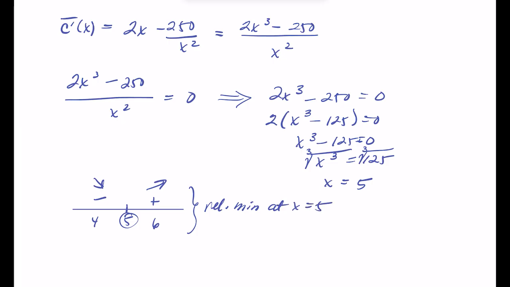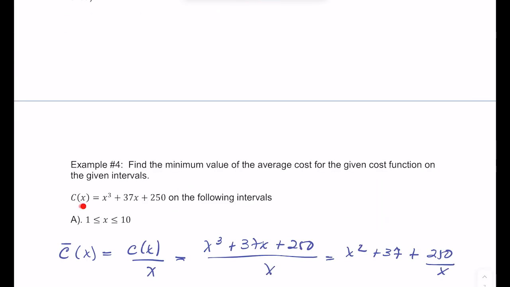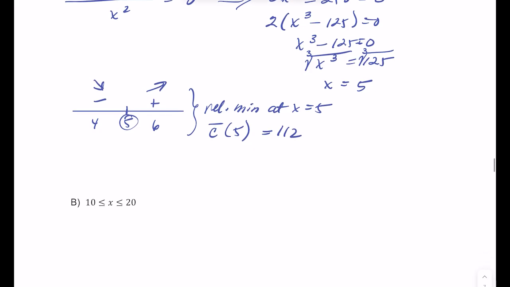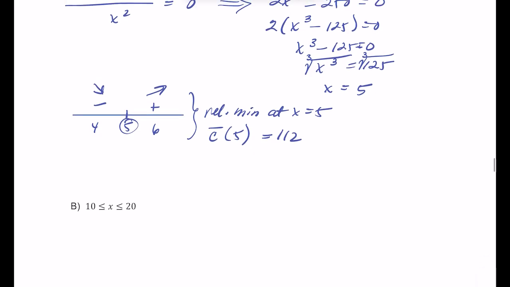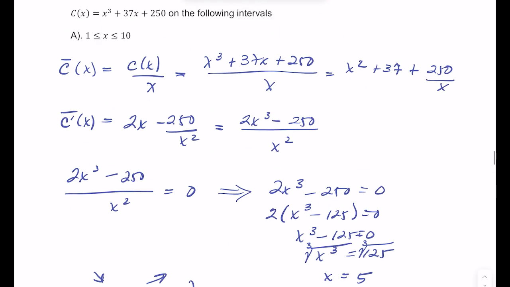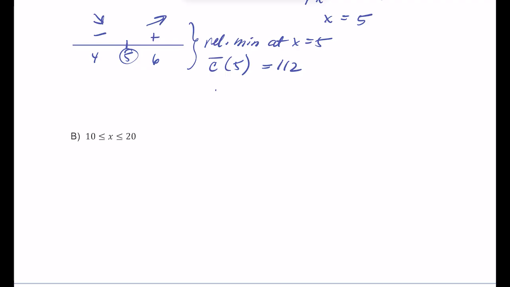at x equals 5. So then I just need to find c bar, which is the average, right? Which would give me 112. So if I plug 5 back into this original cost function, I get 112. Okay, and that's my relative minimum. And I also need to use my endpoints, which would be 1 and 10. So I'm going to find c bar of 1, c bar of 10. When I plug 1 into the original function, I get 288. And when I plug in 10, I get 162. So as you can see here then, this is your relative min, which is also your absolute min.